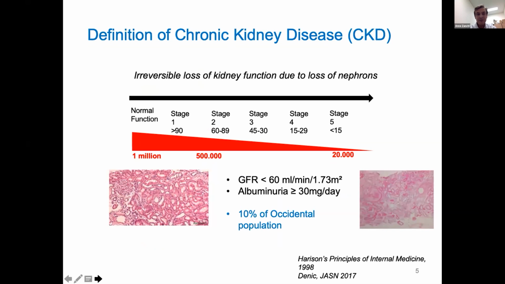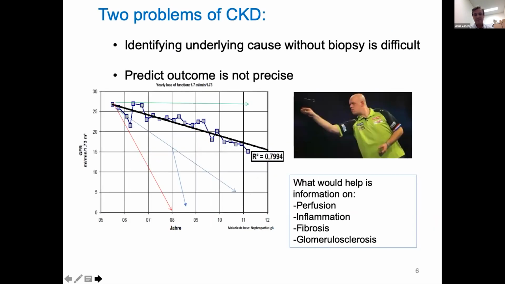Once you have lost a certain number of nephrons, the kidneys will decrease their functioning, they will start to dysfunction, and this is usually measured with the glomerular filtration rate, and by definition, a glomerular filtration rate below 60 or the presence of albuminuria is considered as chronic kidney disease. And this disease state touches 10% of the Occidental population. It's a very silent disease. Most people are not aware that they have it, yet CKD is an independent predictor of cardiovascular mortality and death. Next slide.